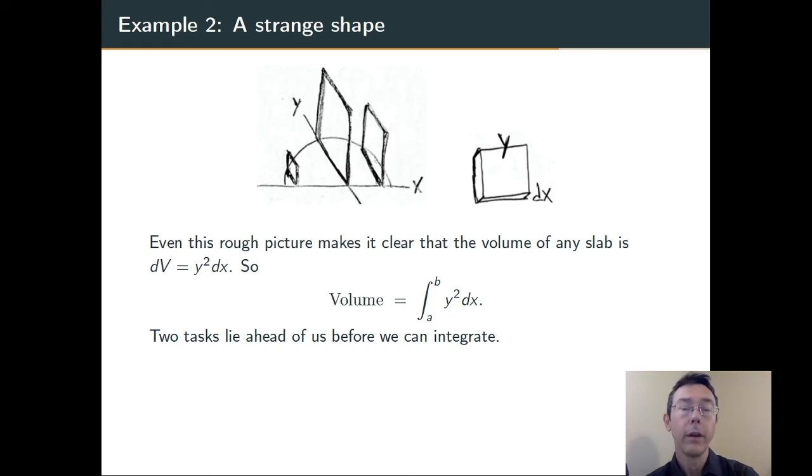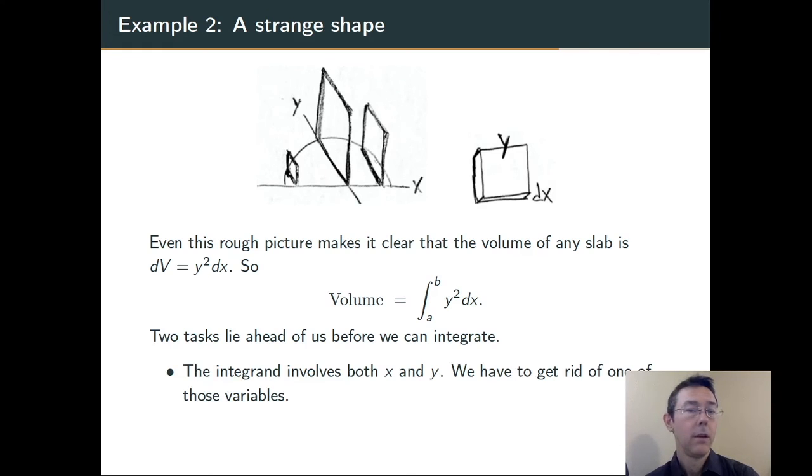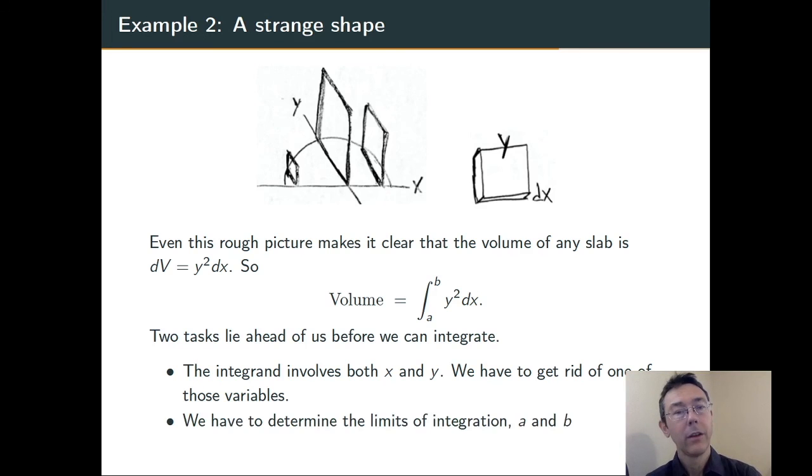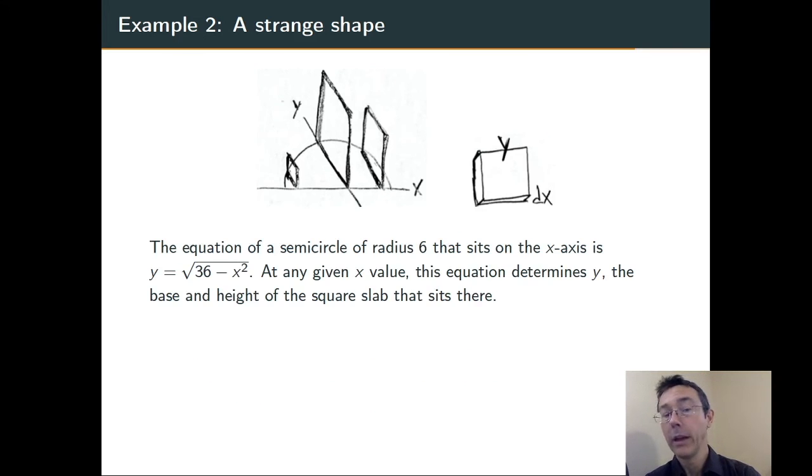Two problems, two things we've got to deal with before we can actually do this integral. First of all, we can only have one variable when we do a definite integral. So we've got to get that y squared out and get some x's in its place. Second of all, the limits of integration, a and b, are just placeholders, so we need to get some actual numbers in there. We're going to get the y squared out by using the equation of that semicircle. It's radius 6, so x squared plus y squared equals 36. If we solve that for y and just keep the positive part, we get the square root of 36 minus x squared. That's what we plug in for y.